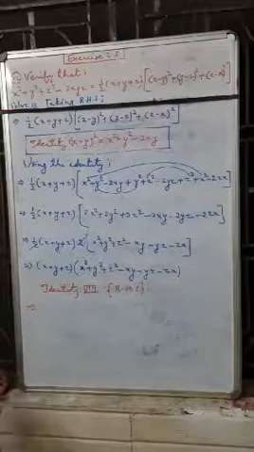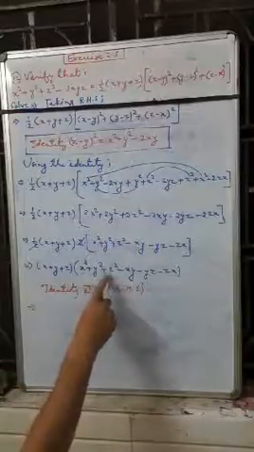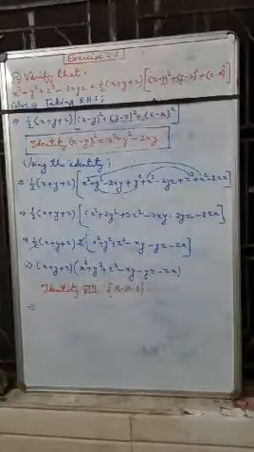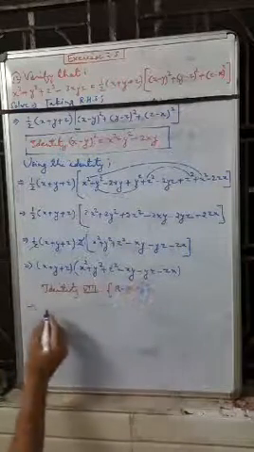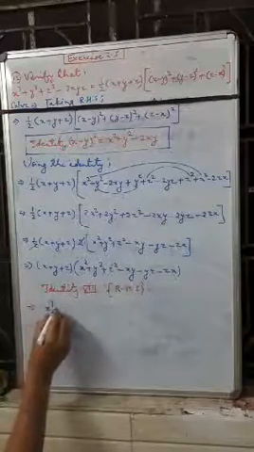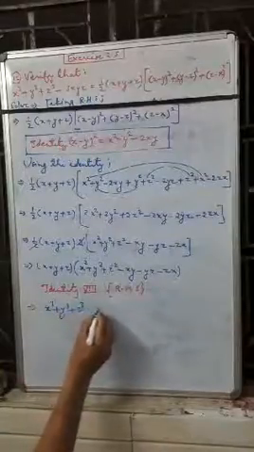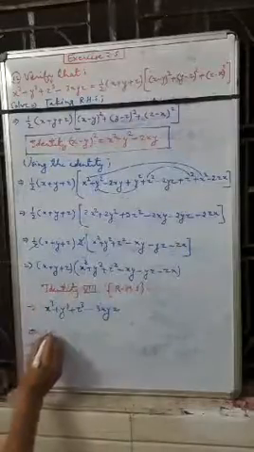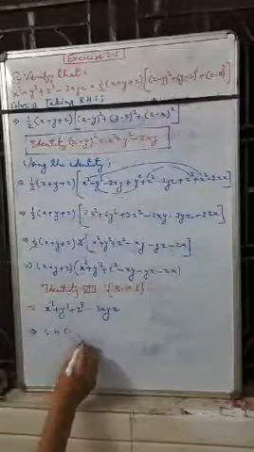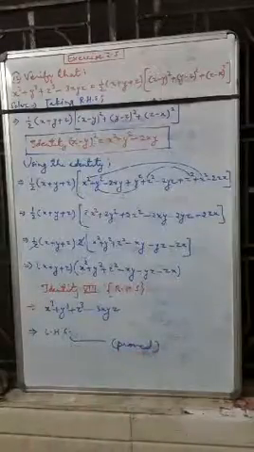So what will be the solution? x plus y plus z times x square plus y square plus z square minus xy minus yz minus zx will be converted to x cube plus y cube plus z cube minus 3xyz. This is the left hand side, so it has been proved. We had to prove it.